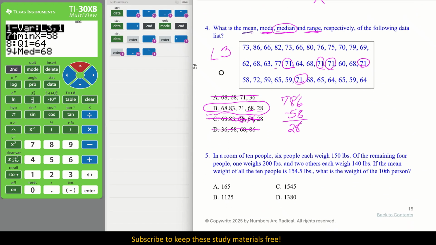In a room of 10 people, 6 people each weigh 150 pounds. Of the remaining 4 people, one weighs 200 pounds and 2 others each weigh 140 pounds. If the mean weight of all 10 people is 158.5 pounds, what is the weight of the 10th person?